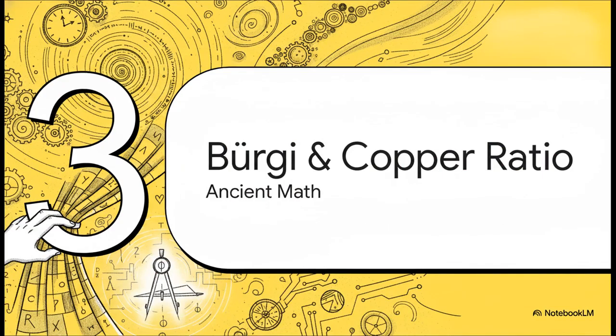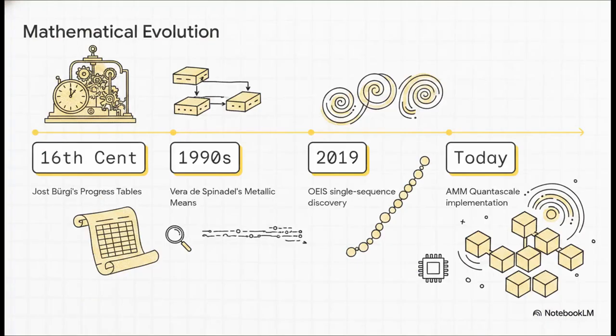Let's dig deeper in section 3, Burgi and the copper ratio. Because actually, scratch that. This isn't just new code. The square root integers repo is powered by literal centuries of math. We are time-traveling back to 16th century Swiss watchmaker Jost Bürgi and his progress tables for scaling. Then, fast forward to the 1990s, where mathematician Vera de Spinadel categorized this exact scaling in her metallic means.